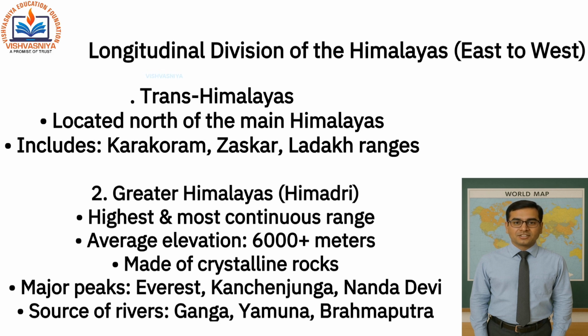Let's divide the Himalayas east to west, also called the longitudinal division. Trans-Himalayas, these lie north of the main Himalayas. Include the Karakoram, Zaskar, and Ladakh ranges. Home to K2 Godwin Austen, the second highest peak in the world.